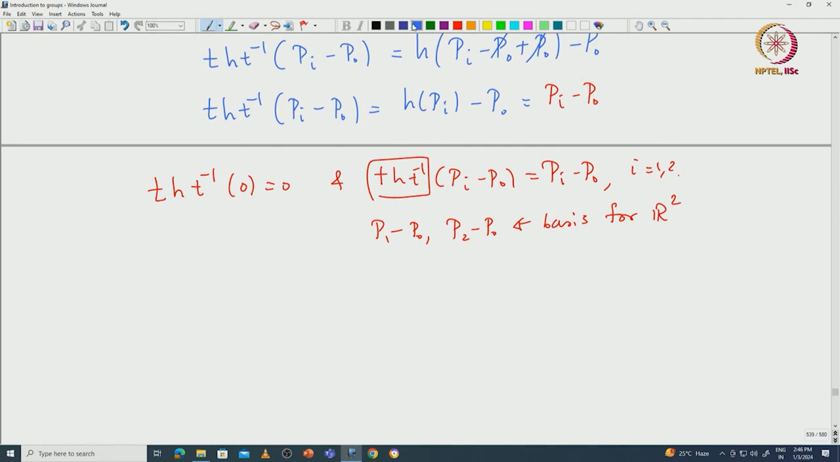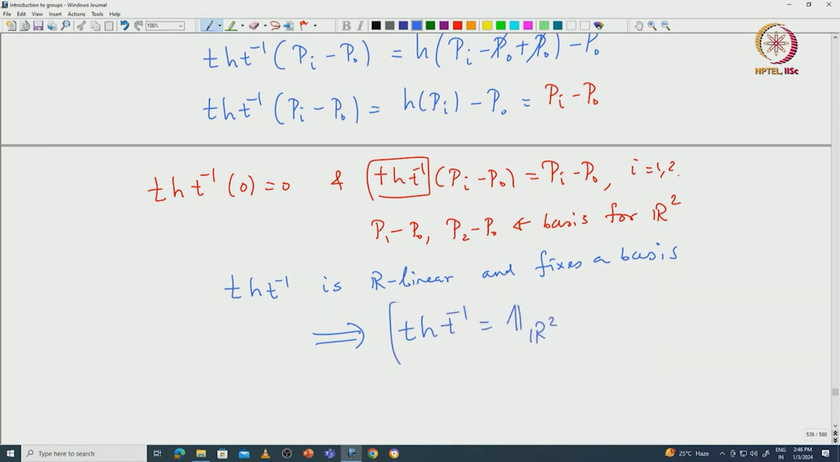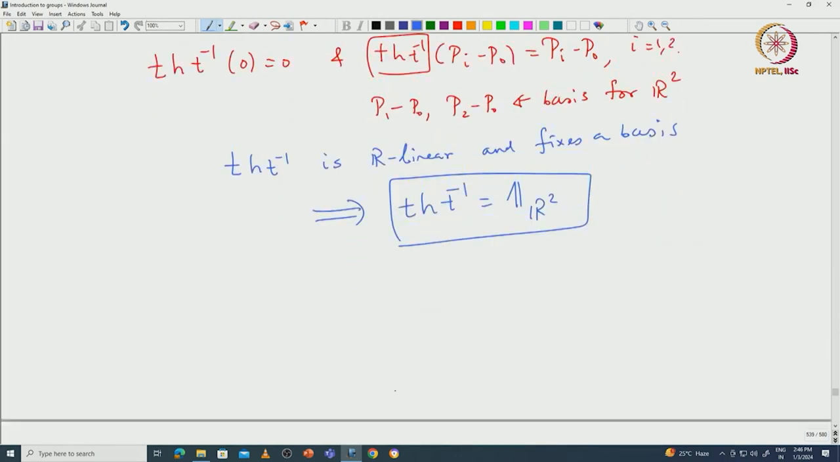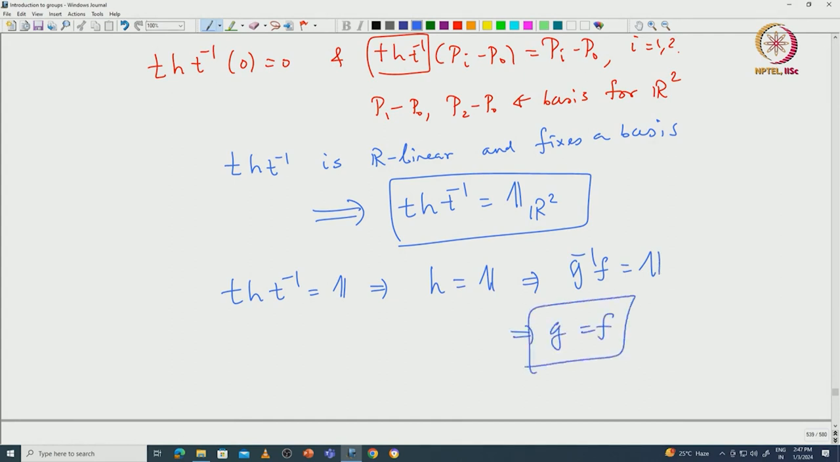So that forces that this T H T inverse, being R linear and fixing a basis, must be the identity on R2. That is what we wanted, because T H T inverse being identity implies H is identity, and once H is identity, that implies G inverse F is identity, and that implies G equals F. So that is what we wanted to prove.